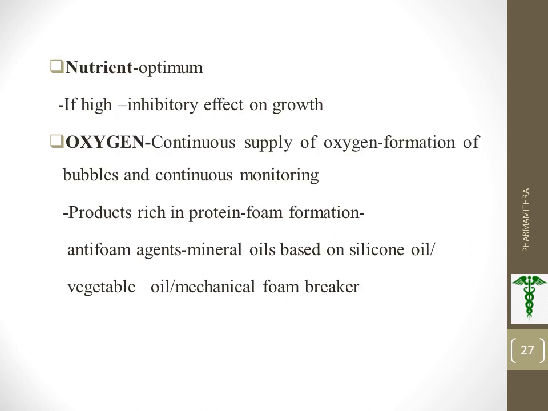The nutrient concentration in the fermenter should be optimum, so we should consider what the nutrient content in the fermenter is. If the concentration of the nutrient is high, that may cause an inhibitory effect on the growth of microorganisms, so it should be at an optimal level. The next factor we want to consider is oxygen. A continuous supply of oxygen is needed for the better growth of microorganisms. That may lead to formation of bubbles. So continuous monitoring of oxygen is very much required in the process of fermentation.